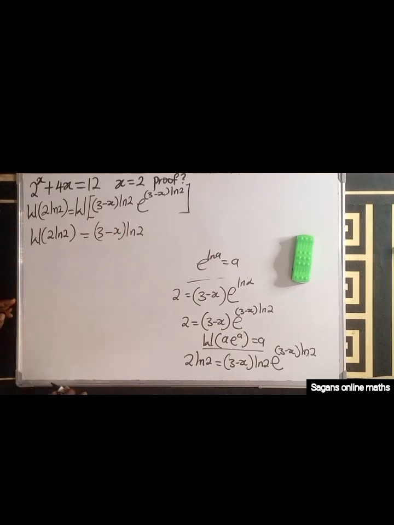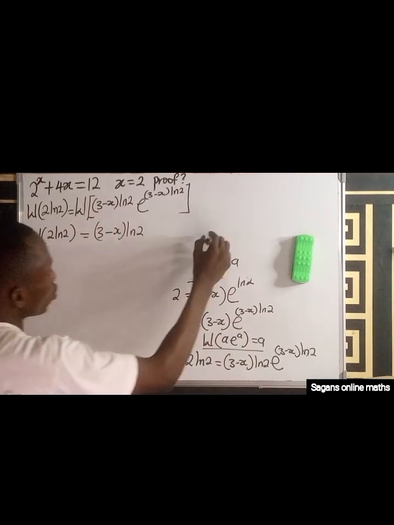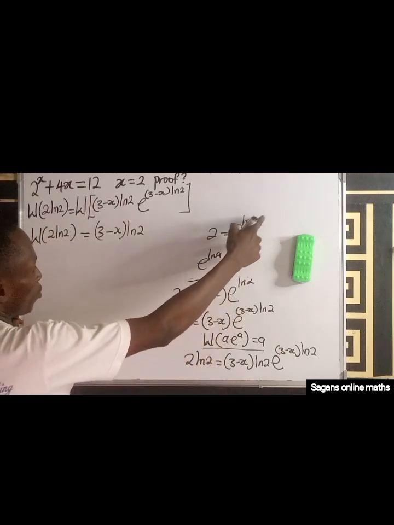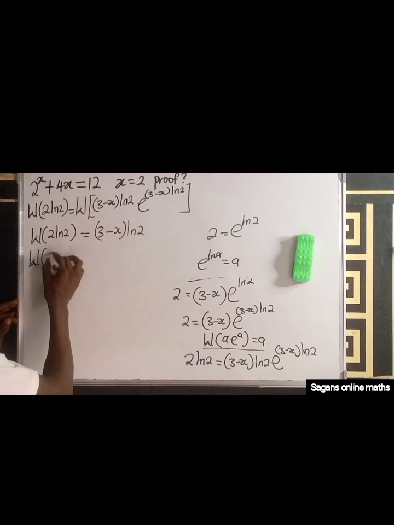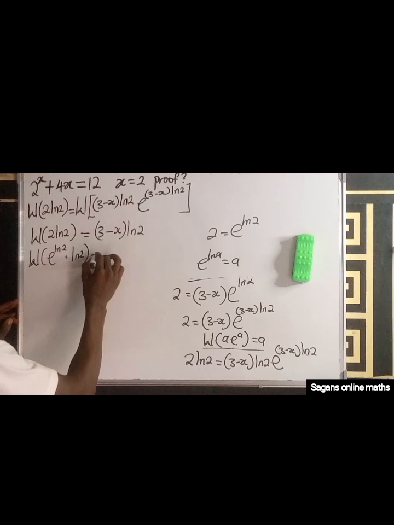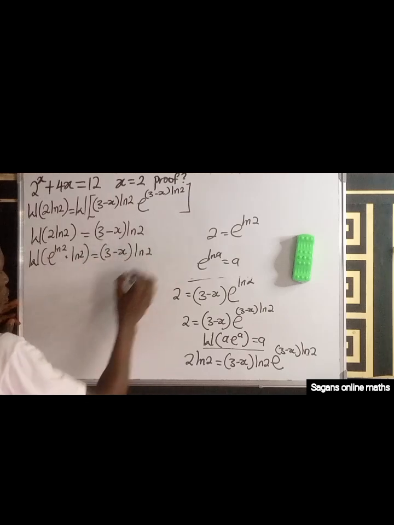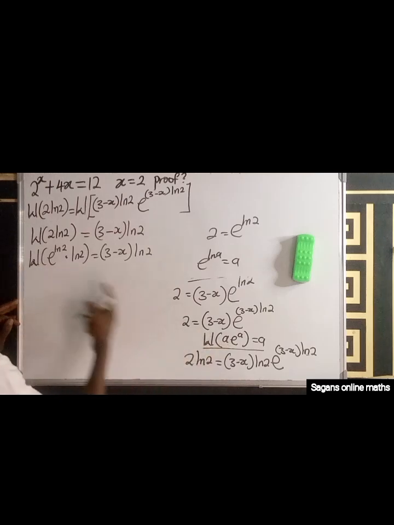So, do you know what I'm going to do? Are you seeing 2 here? I can decide to write this 2. Do you know that 2 is equal to e raised to the power of ln 2? Take note that 2 is equal to e raised to the power of ln 2. So, in place of this 2, I can write ln of e raised to the power of ln 2, then multiply by ln 2, is equal to (3 minus x), then multiply by ln 2. Now, what will be added here, by obeying the properties of ln, is just ln 2.